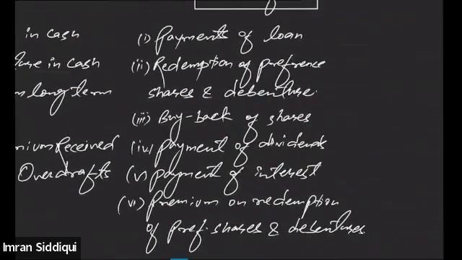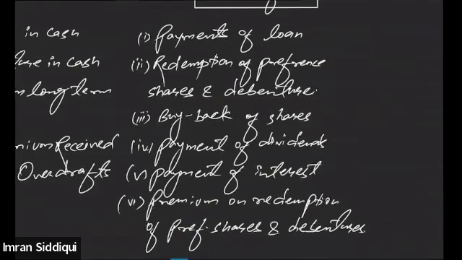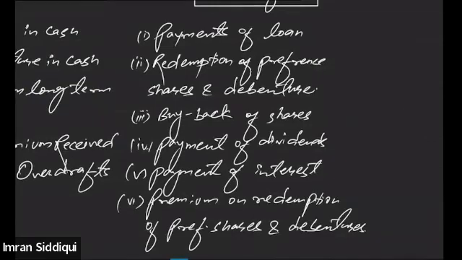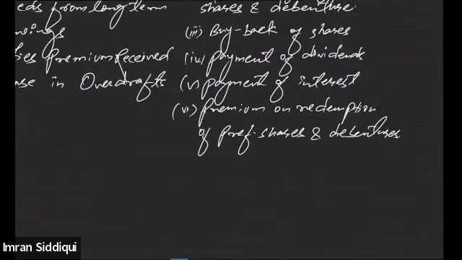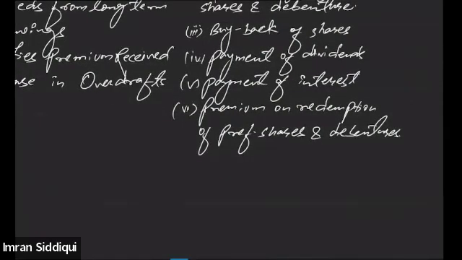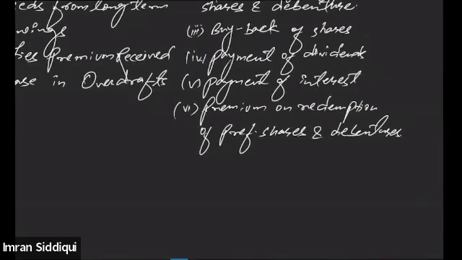Similarly, the outflow of cash because of the financing activity includes the payment of loan, redemption of preference shares, buyback of share, payment of dividend, payment of interest, premium on redemption of preference shares or debentures. So these are a few examples. There could be other items as well that fall under the category of the financing activity. But for now, I think this is sufficient. This is fair enough to understand.